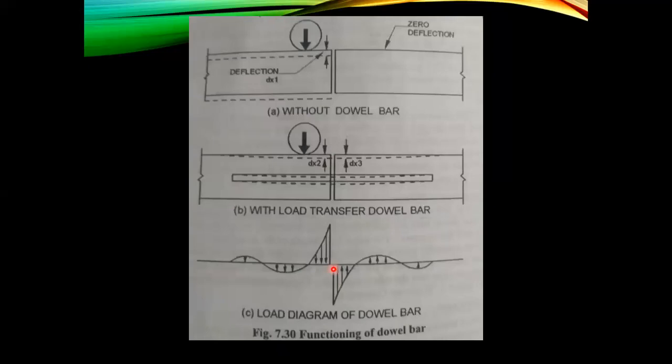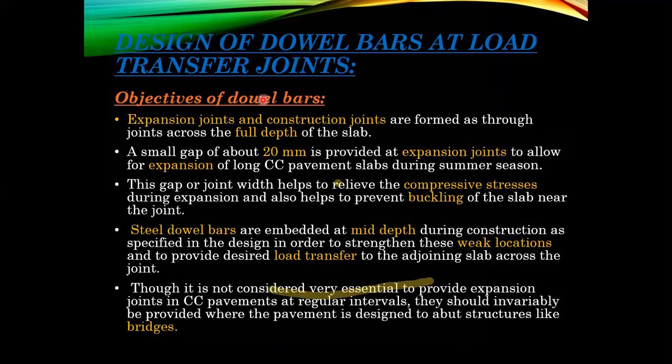Okay, these are the objectives. I'll repeat once again quickly. What is the objective? These expansion joints and construction joints are formed to the full depth. It is provided at the full depth. And what is the spacing? Minimum 20 millimeter gap is provided at the expansion joints. And the third point is, whenever expansion is taking place, compressive stresses are acting. Similarly, whenever contraction is taking place, at that time tensile stresses are acting.